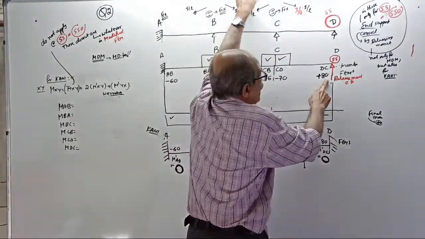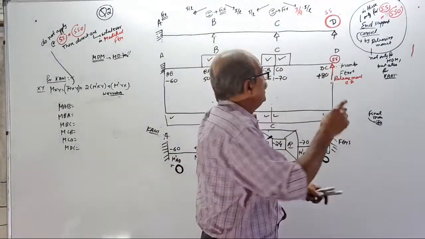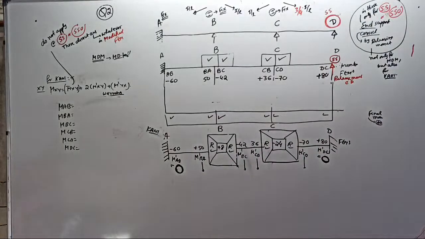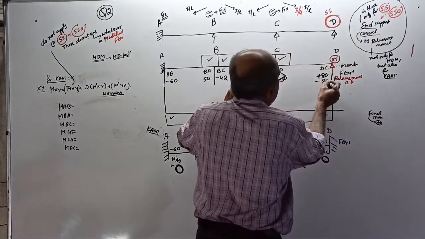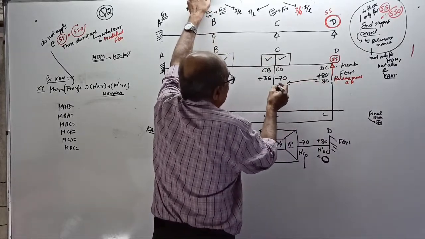Tell me here, plus 80. Net moment here should come 0. Tell me how much you require. Plus 80, how much you require to make 0? You require minus 80. Put minus 80 here. Immediately half the value carry over here, minus 40.